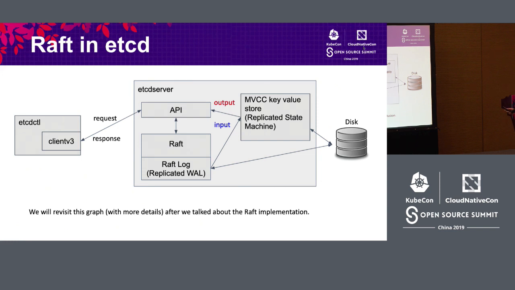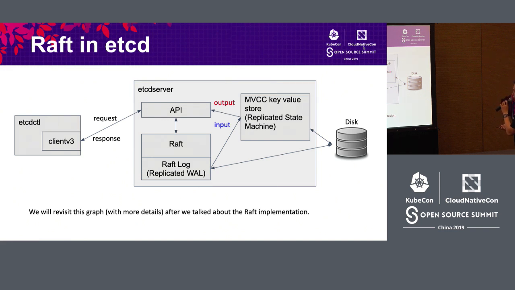So let's say this is a cluster, and this is one of the servers in the cluster, and it's not a leader. It's a follower. Once the request is routed to the Raft module, it's going to be forwarded to the Raft leader. The Raft leader will append that request to its own Raft log, and then it will try to replicate that log entry to other nodes. For example, this node shown here. This is a follower.